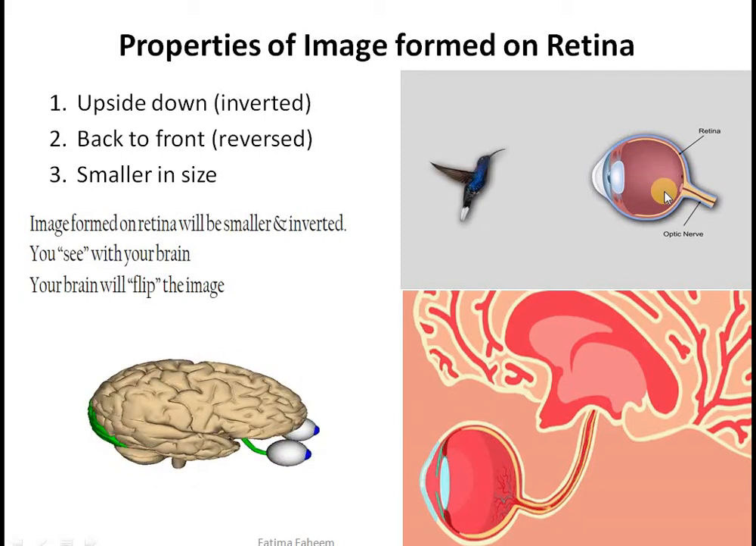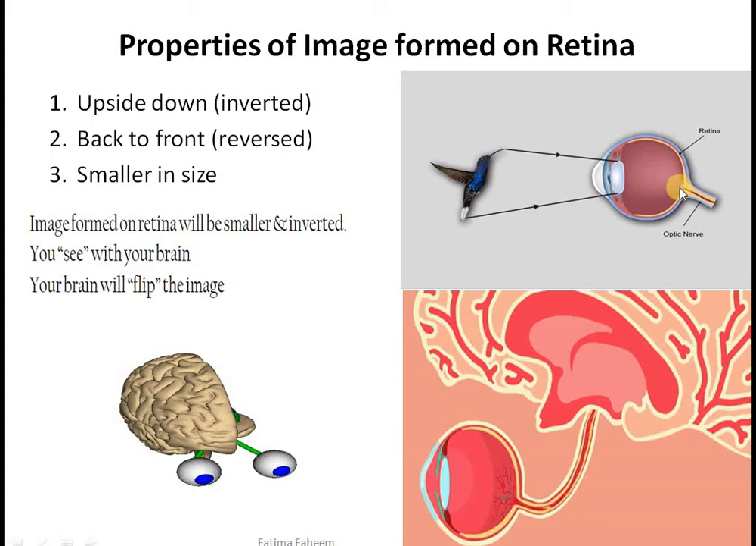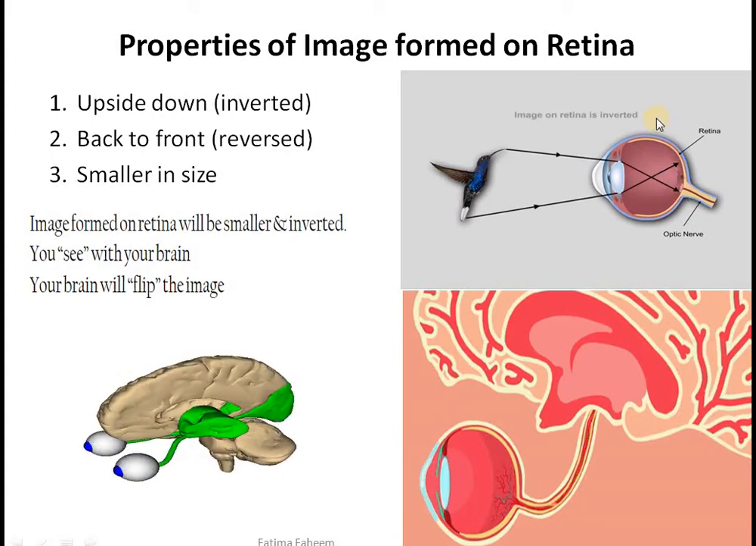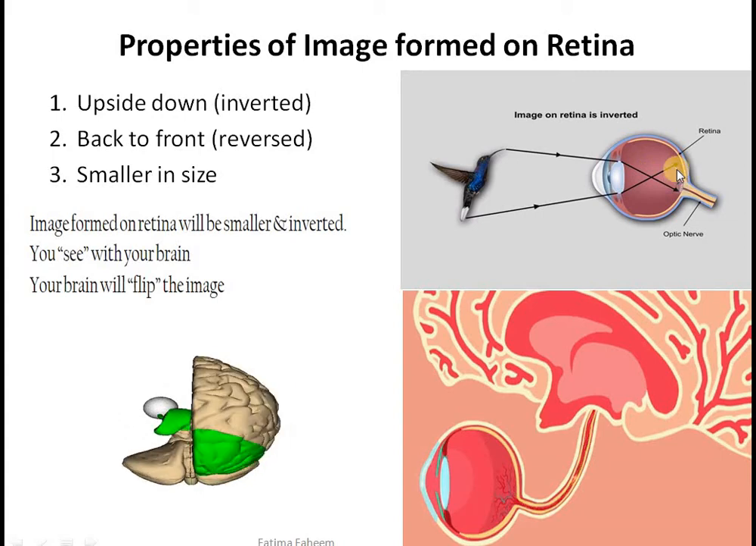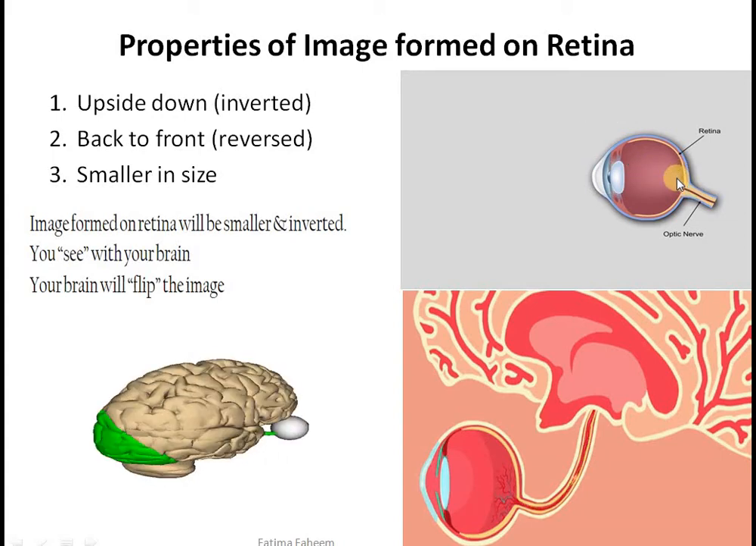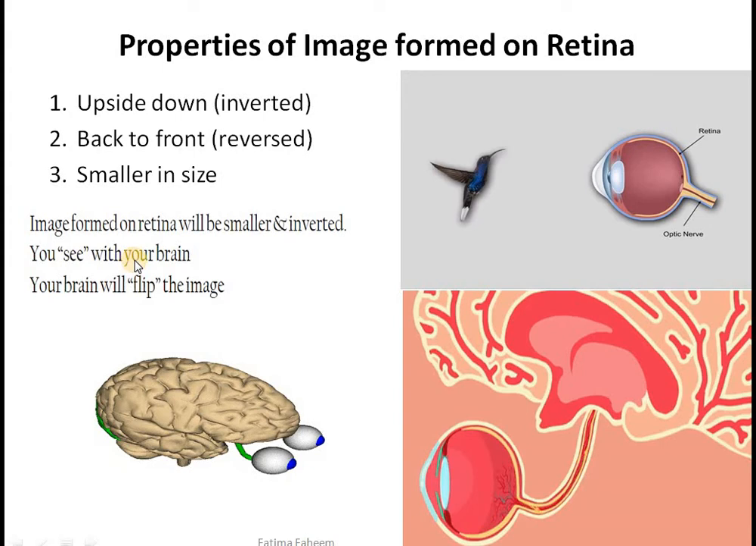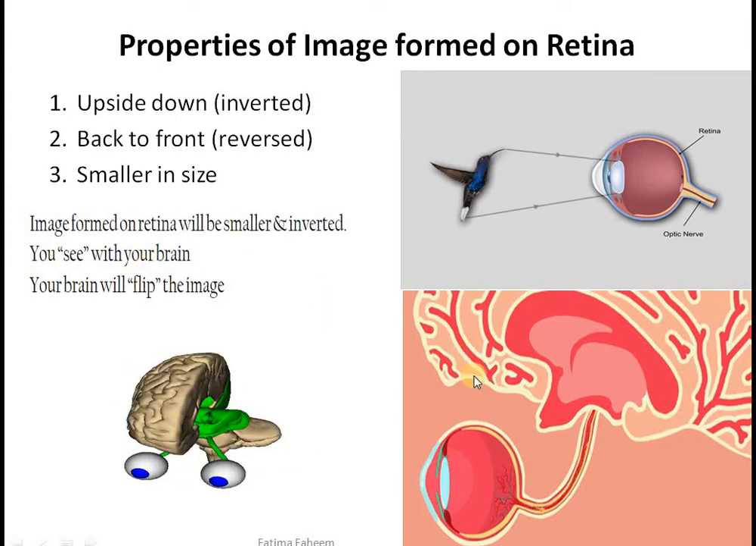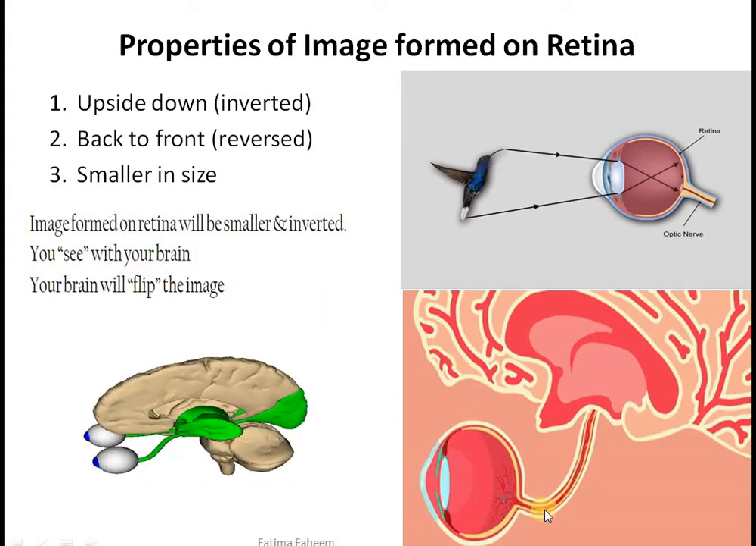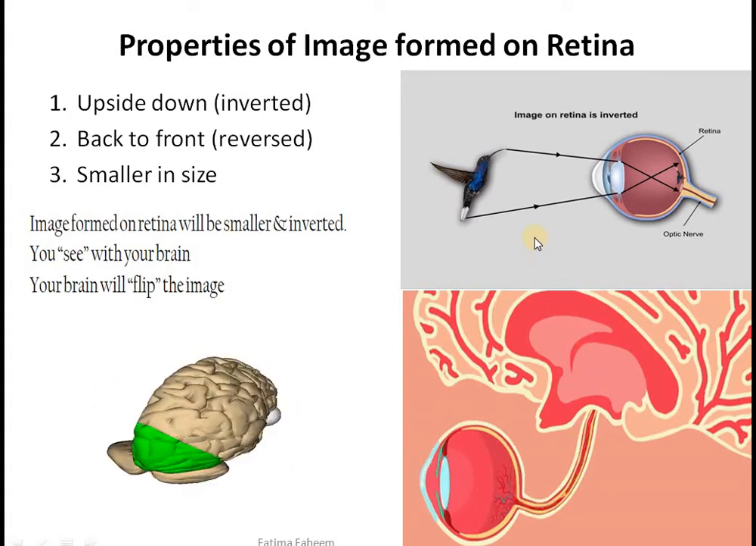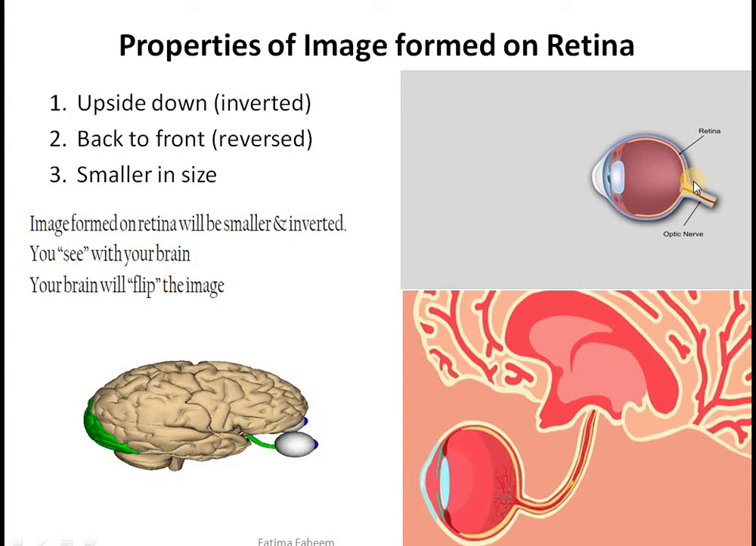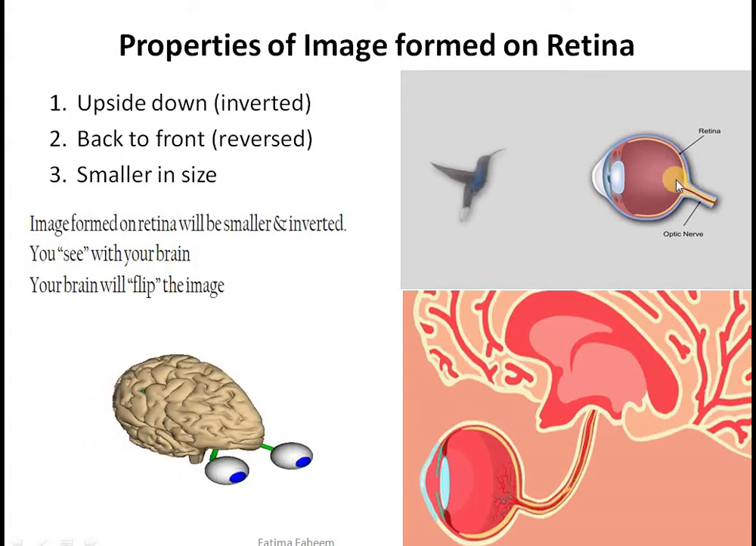So you actually see from your brain, not from the eye. The eye is only the receptor organ which is receiving the light rays. The image formed here is not actually what you see. It's your brain which flips the images by the formation of nerve impulses that go from the optic nerve to your brain. If you see here, the object is forming an image on your retina.